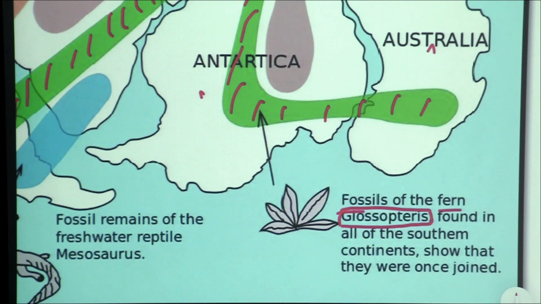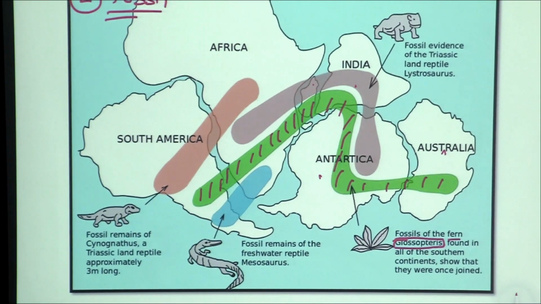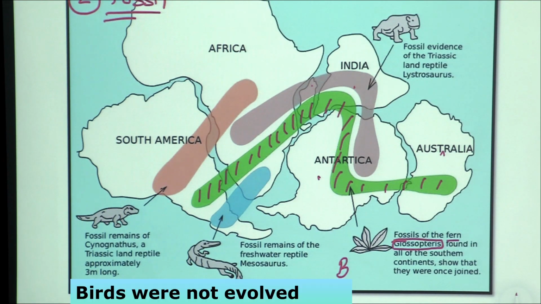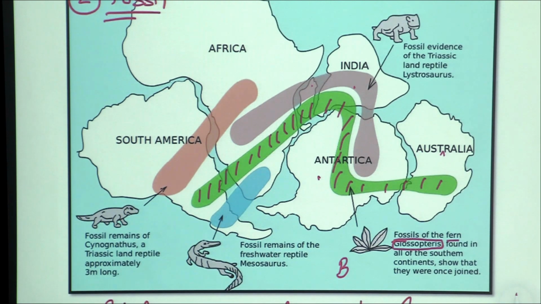Fossil of fern found in most of the southern continents. Why can it be an example of concern? Because we need to understand that we are talking about Gondwanaland, existing since say 300 million years ago, and by that time birds were not evolved.